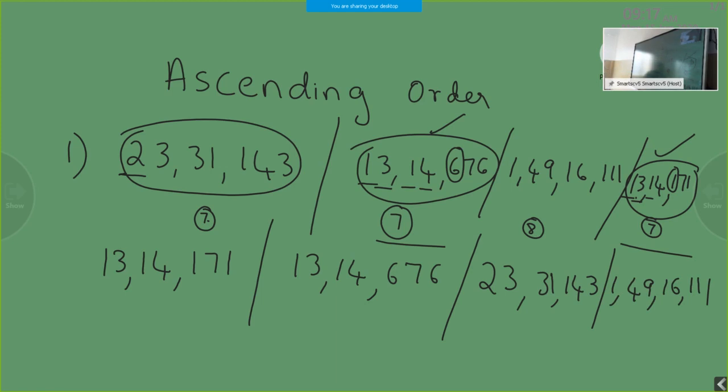Is that clear, all of you? Same process we are doing here in ascending order. What is the process we are doing here? We have to arrange the numbers in ascending order, which means we have to arrange from small to big.